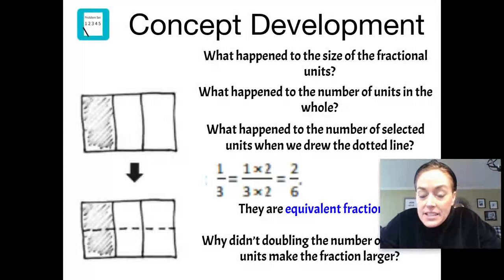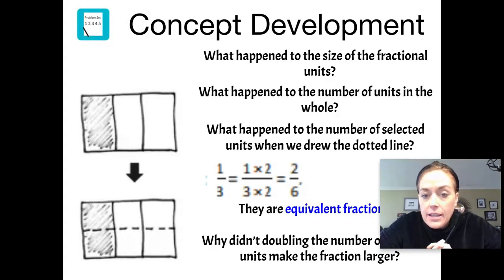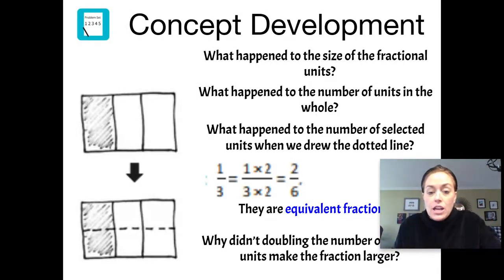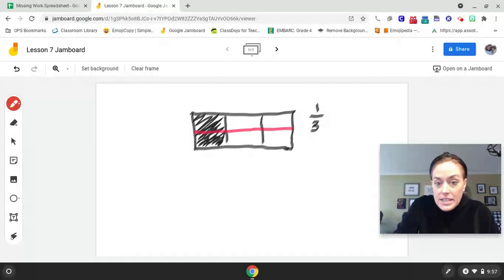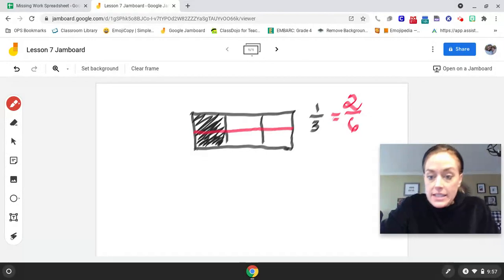What happened to the size of the fractional units? So I want you to tell me what happened to the size of the fractional units. Well, hopefully you said, Miss Johnson, it cut it in half, right? So we literally took the line, split it down the middle, and it cut it in half. So now instead of having thirds, we have 1, 2, 3, 4, 5, sixths, right? We have sixths. And how many sixths do we have? Well, we have 2 sixths, okay?